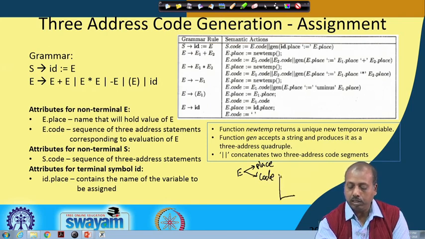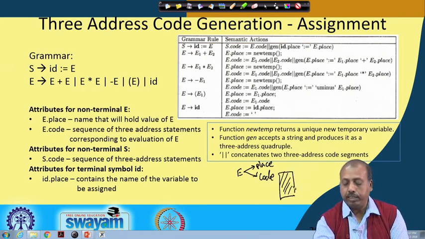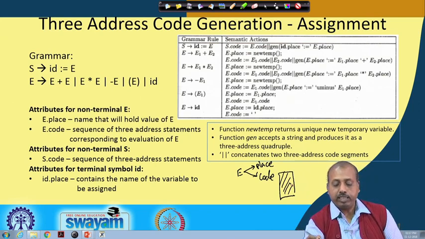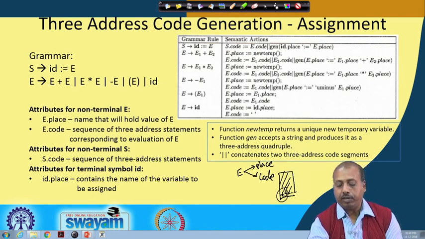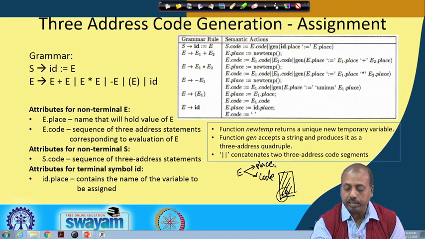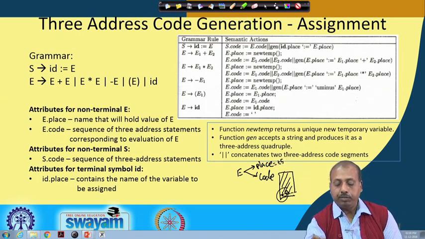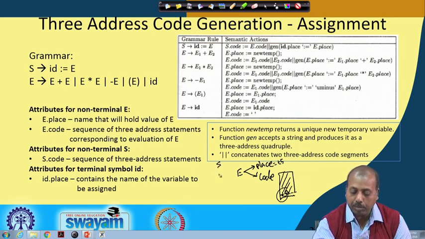So, if this is the code that is required for evaluating E, and E dot place is the name of the place or name of the temporary that finally holds the value of E. So, if the last computation here is say T5 equal to something, and that holds the value of the expression E, then this E dot place will be equal to T5.